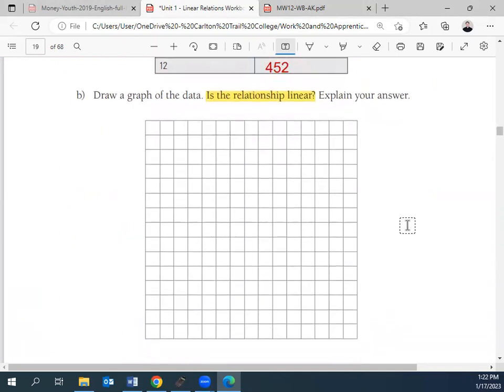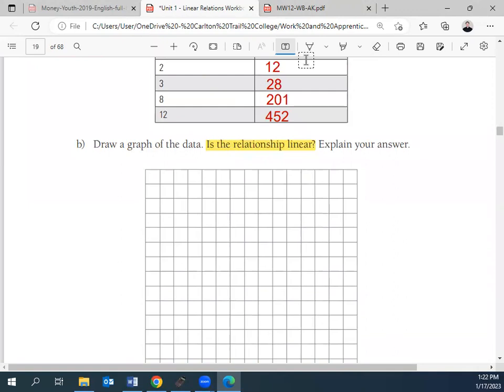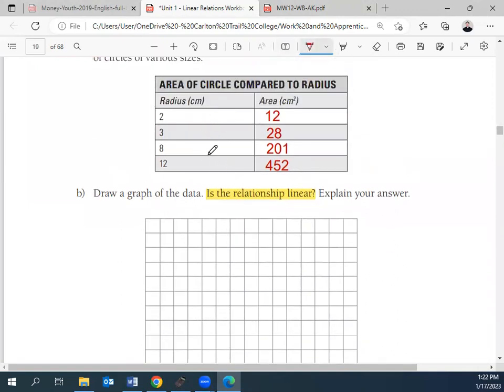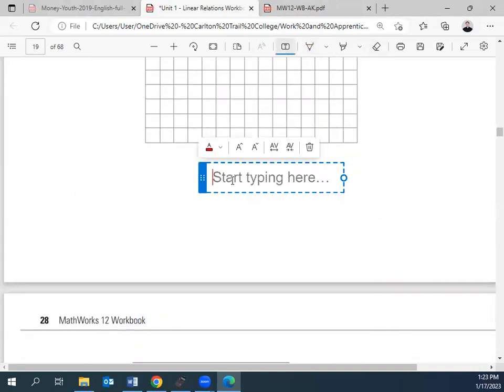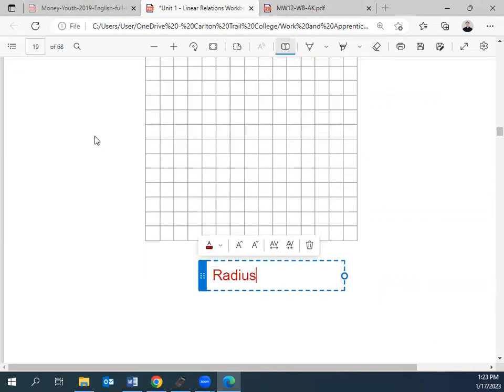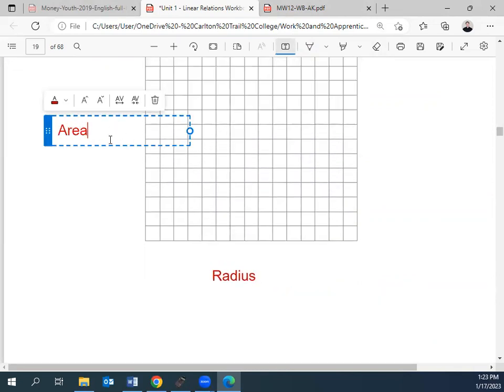I want you to give that a quick graph here. Remember, figure out your scaling. Which one's the independent? The radius. Yeah, because you can pick that whatever you want, so this is my independent, which means this is going to be on my x-axis, which means this is my dependent. So this is on my y-axis. That means you're going to have radius on your x-axis, and then area on your y-axis.